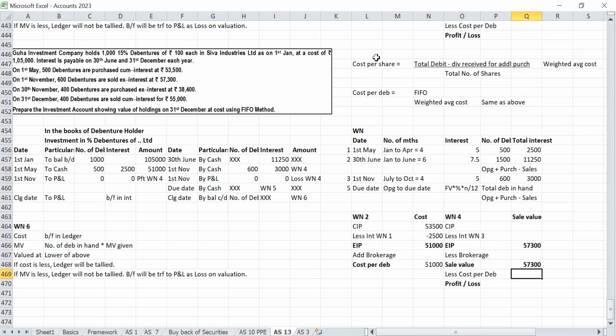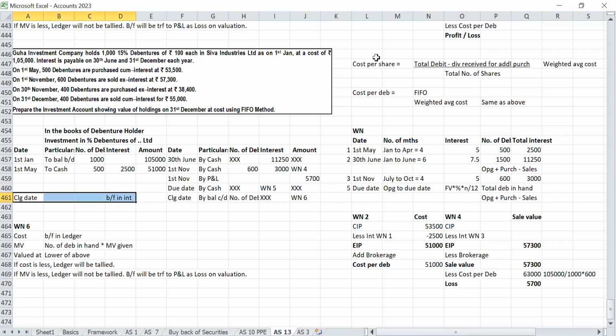In this case, how to compute the cost per share? For 1,000, 1,05,000 is the cost. Divided by 1,000, this will be the cost per debenture, 105. Like that, how many debentures are we selling? 600. So the difference will be your loss. Profit? No, loss. So on 1st November, by profit and loss account, the loss will be 5,700.